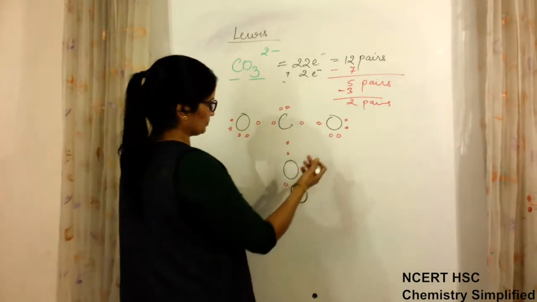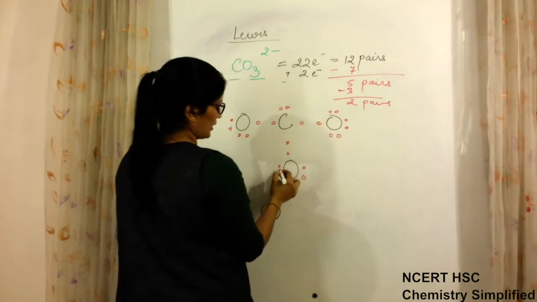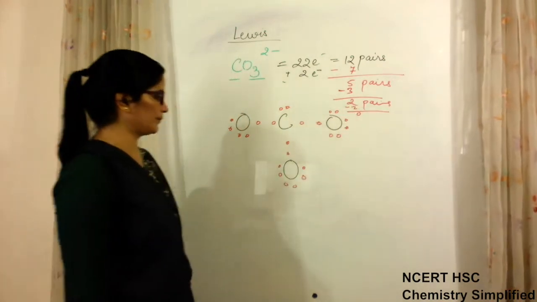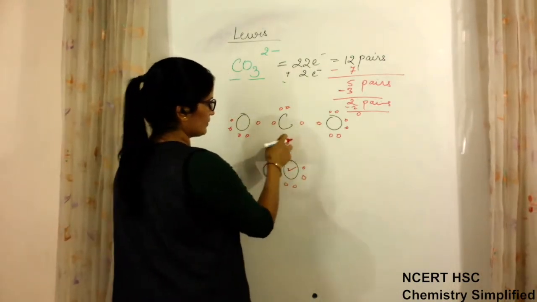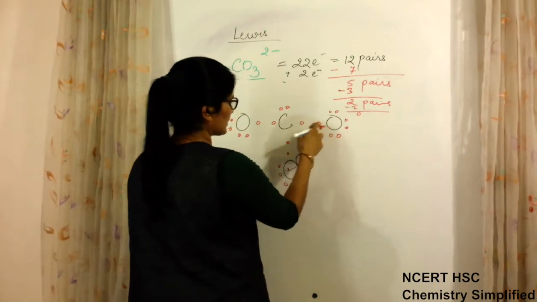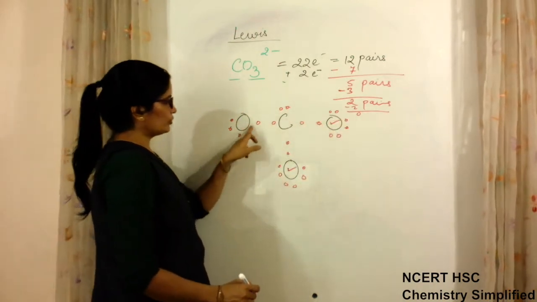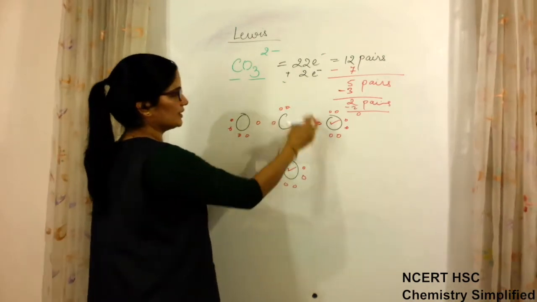So what I will do? Let us give these 2 pairs, 1 pair and 1 pair I have given. Now total pairs are over. Octet of this is complete. 1, 2, 3, 4, 5, 6, 7, 8. It's also complete. Carbon: 1, 2, 3, 4, 5, 6, 7, 8.